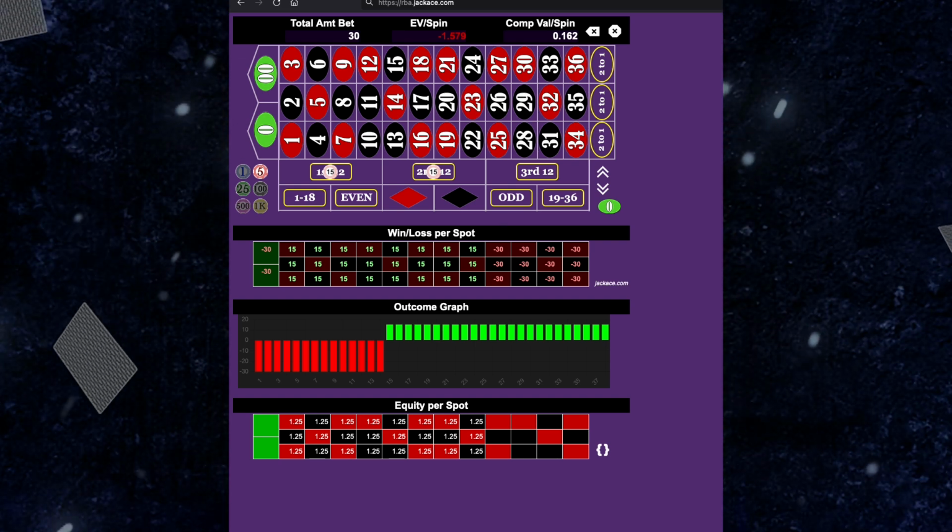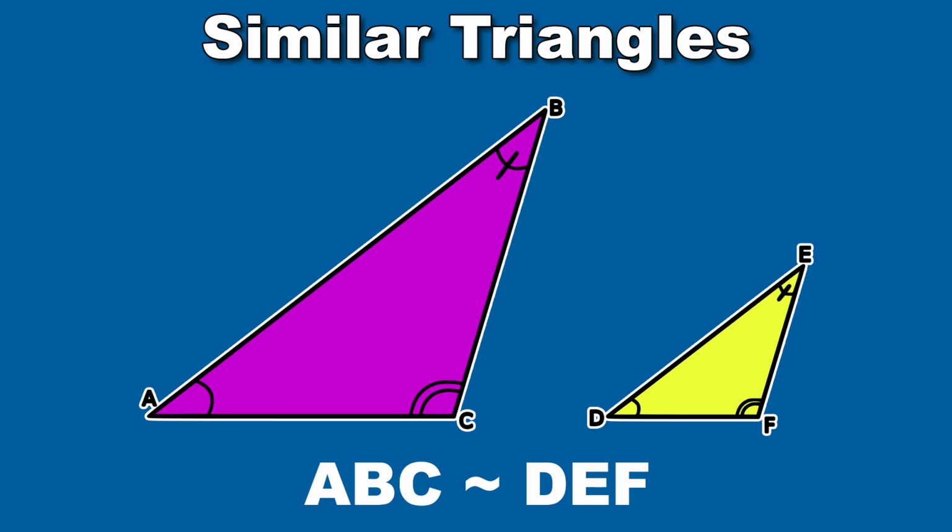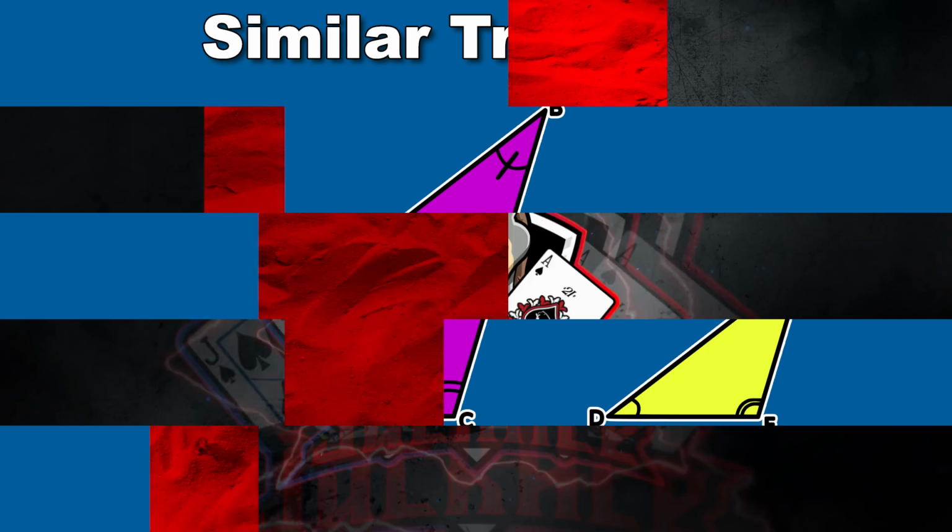In that regard, the 2 different betting patterns are what I call similar. Kind of like similar triangles. 2 similar triangles will have the same angles, but will just differ in scale. So that's the new Roulette Bet Analyzer.